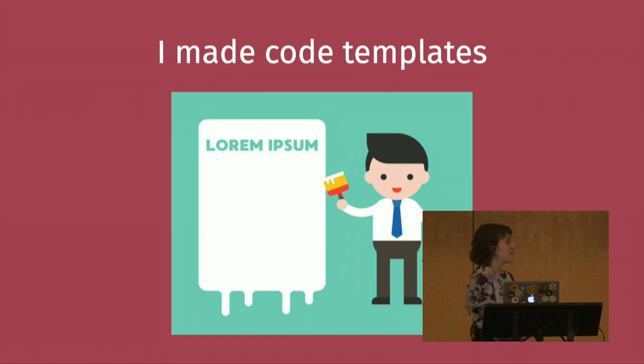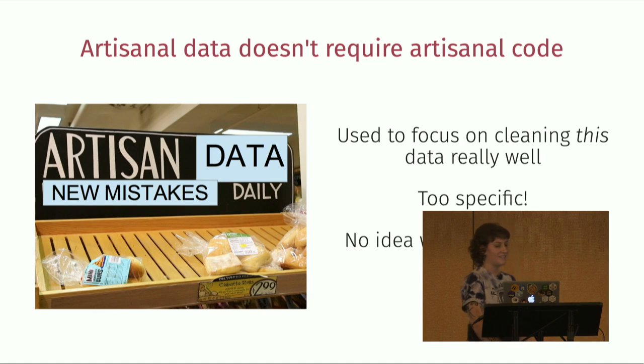So I knew that not all of my code had logic that could abstract it away. Our projects had a lot of really specific data cleaning steps. There was a lot of back and forth and a lot of checking of assumptions, and always some level of human interaction required. But a big lesson that I learned is that artisanal data does not require artisanal code. So we had very special data, like locally sourced, handcrafted, new mistakes daily, artisanal data.